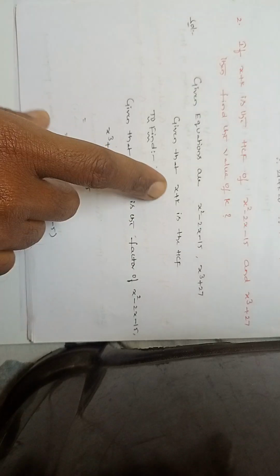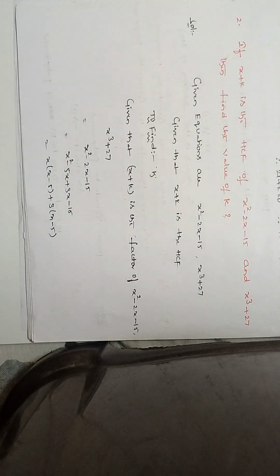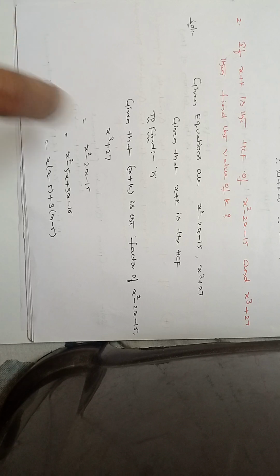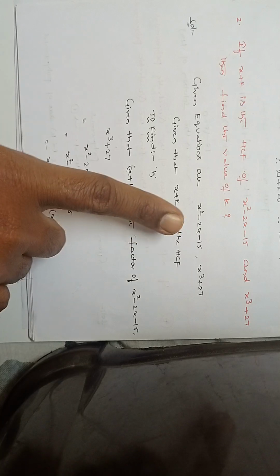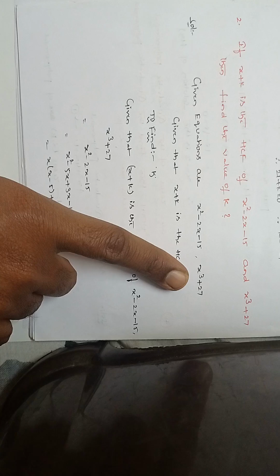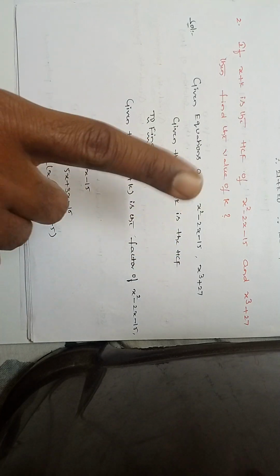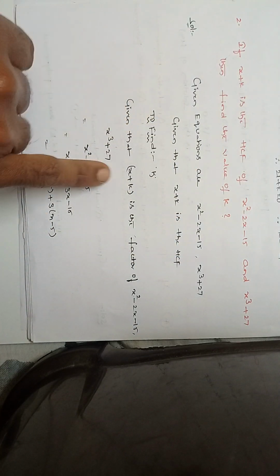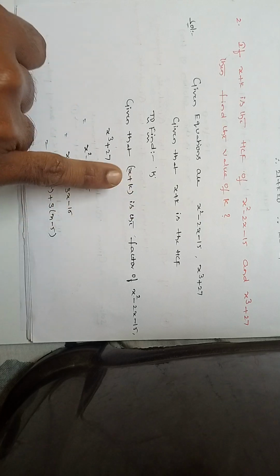So first write down what is given in the question. Given equations are x square minus 2x minus 15 and x cube plus 27, and given that x plus k is the HCF of the given two polynomials. So we can consider it in another way also. This one we can consider f of x, and this one we can consider g of x, where the common factor for both f of x and g of x is x plus k, and we need to find the k value here.